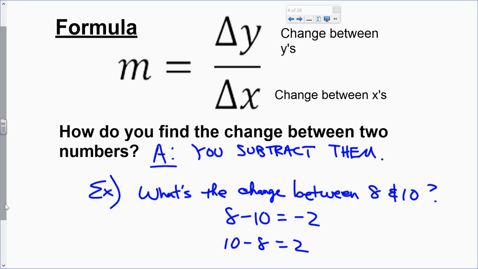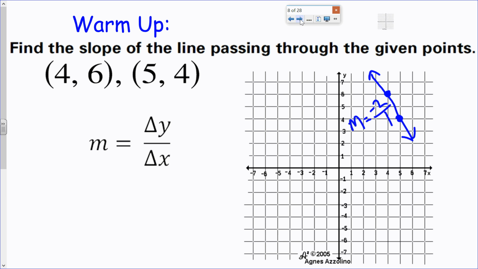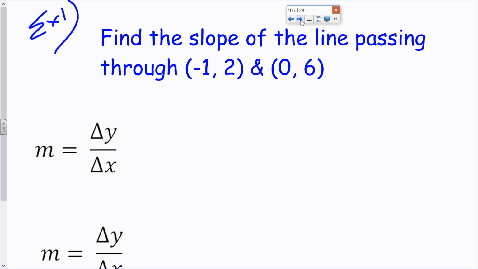Example 1. I trust everybody's got this. Here we go. I'll write this down. Find the slope of the line passing through negative 1, 2, and 0, 6.